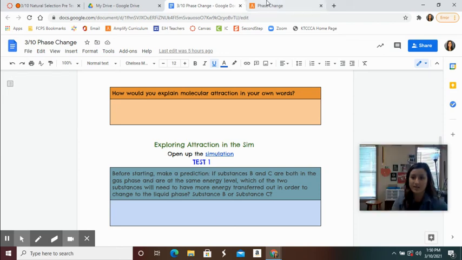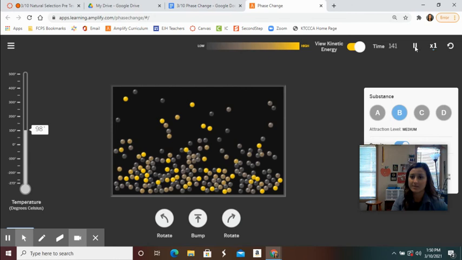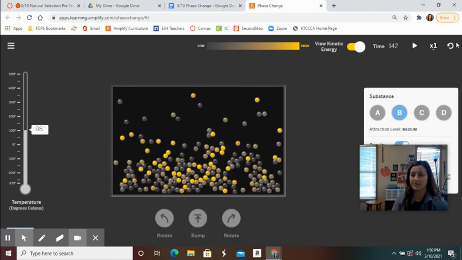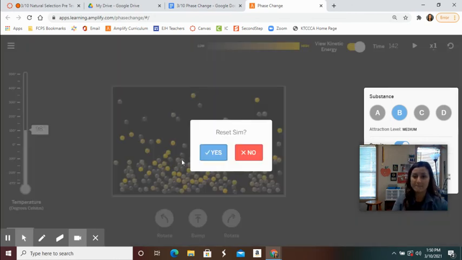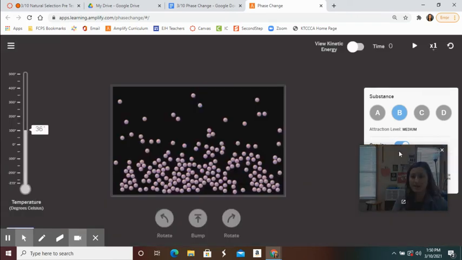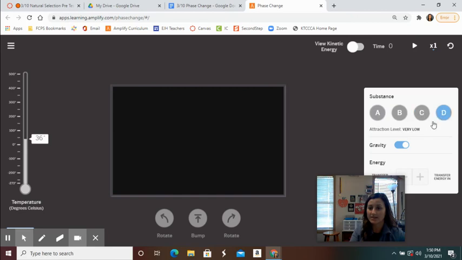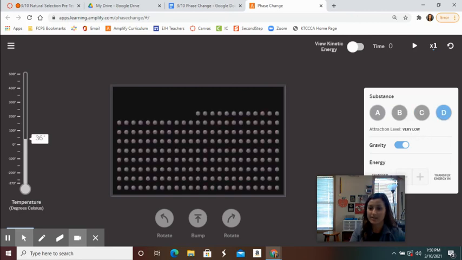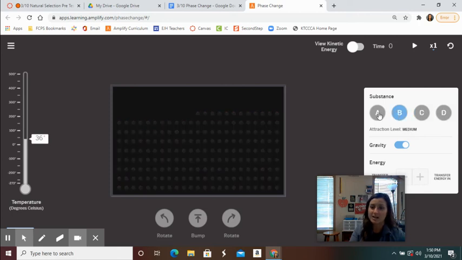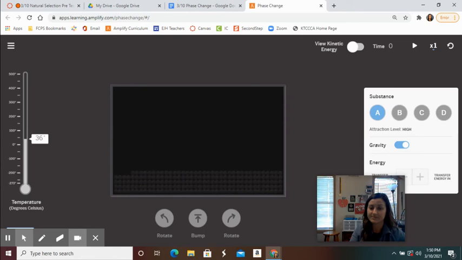And this is what I was talking about earlier in class. I'm going to stop it, and then I'm going to reset it. But what I was talking about is that each substance down here will have an attraction level. So substance B is medium, substance A is high, substance C is low, and then substance D is very low. And you can see how the molecule arrangement in each of our substances changes based on what you click.